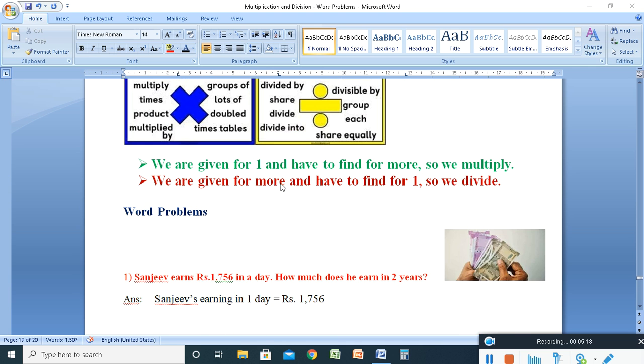Okay, so if they give the value for 1 and if they ask for more, you have to go for multiplication. If they give the value for more things, like 5 things, and ask the value for one thing, you have to divide.